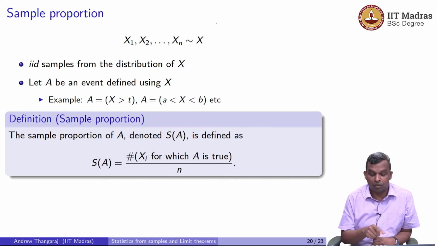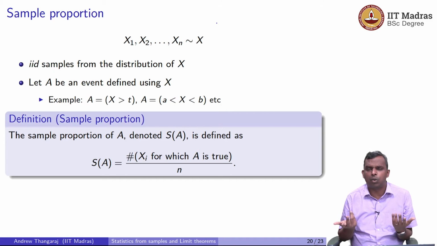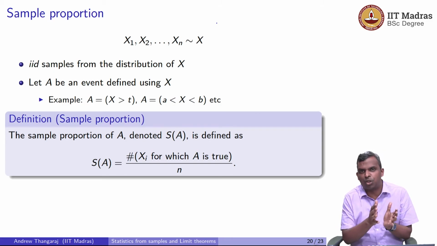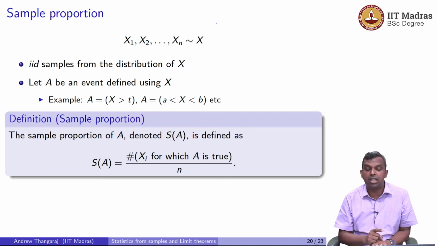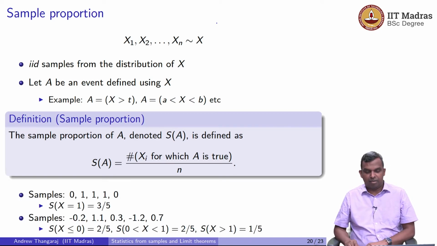That's what it means. That's the numerator. Out of these n values, maybe that could be true for some fraction of them, and that fraction is S of A. So this is the sample proportion of an event A. Now once again, the sample proportion is a random variable. It will change from sampling to sampling. Hopefully I have an illustration for you.